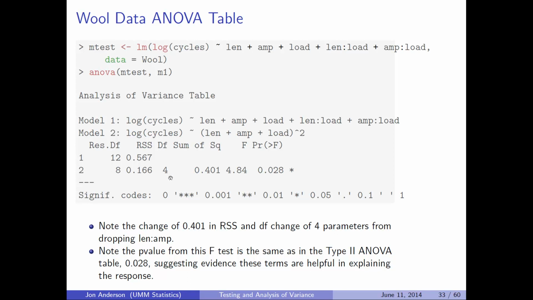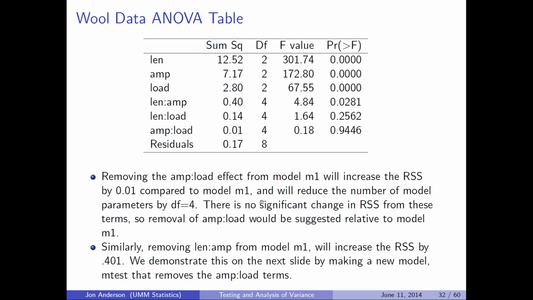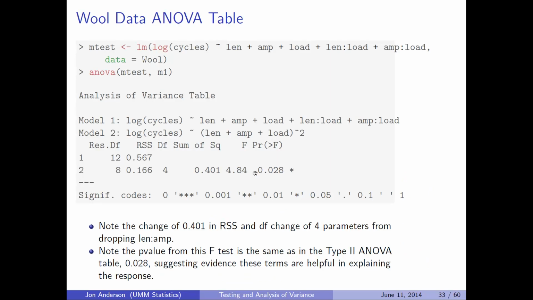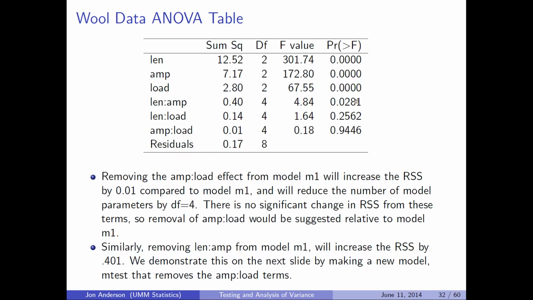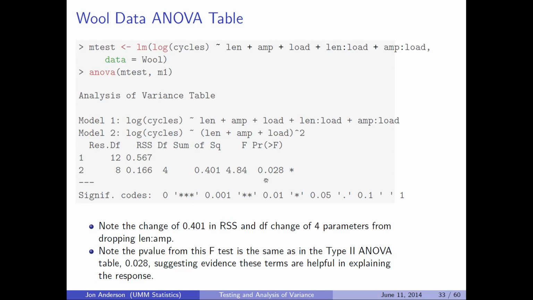The change in these residual sums of squares is given right here under the sum of squares change column, 0.401. That is where this 0.40 comes from in the type 2 ANOVA table. You will notice the F statistic is 4.84 and the p-value is 0.028. That illustrates where this F of 4.84 and 0.0281 p-value come from. Again, there is evidence that these particular interaction terms are needed in explaining the response variation.